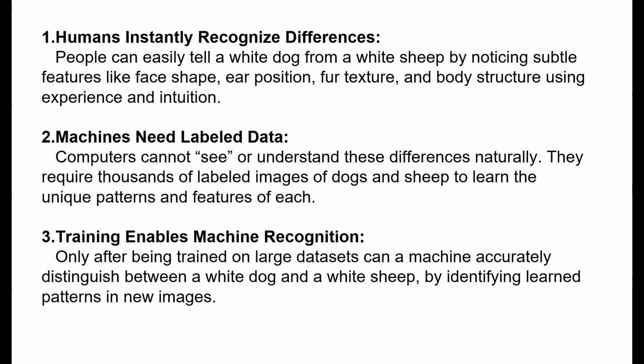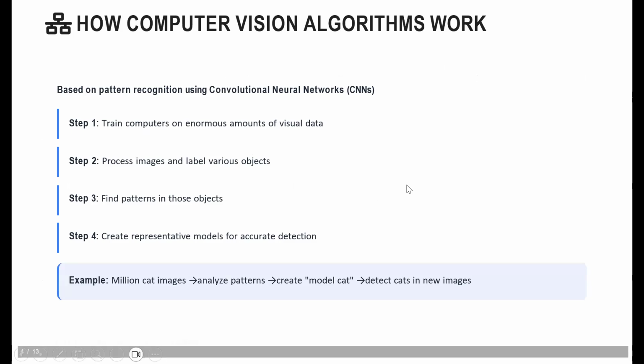Training enables machine recognition. Yes, once the data has been labeled, we need to train them again and again. Suppose the portion of the nose, head, leg, tail, we need to separate and train the machines again and again, so that the machine can recognize at the first instance and give us the result whether it is a dog or a sheep. Only after being trained on a large data set can a machine accurately distinguish between a white dog and a white sheep by identifying learned patterns in new images. Then only we will get our result.